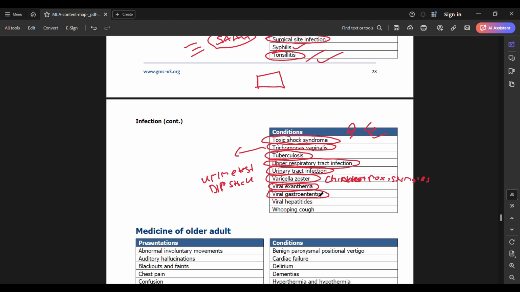Viral gastroenteritis. Rotavirus is usually what they're testing you on in these cases. Patient may be admitted in the hospital, they may have been admitted for some other disease and now they've developed gastroenteritis or diarrhea, and it's usually rota.